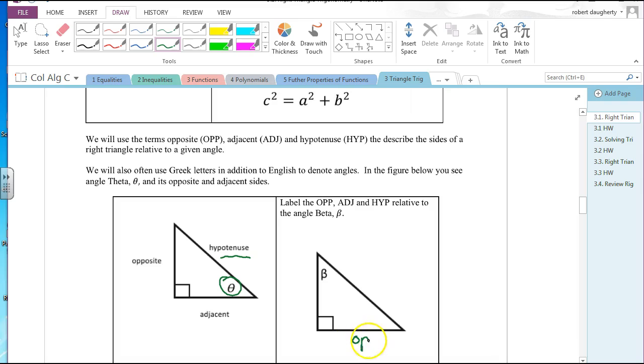How about the one down here that's on the bottom? That is the opposite side. Yeah. What is this side right here? This one. That's always the hypotenuse. And then what is this side here relative to this angle? It's the adjacent, okay?